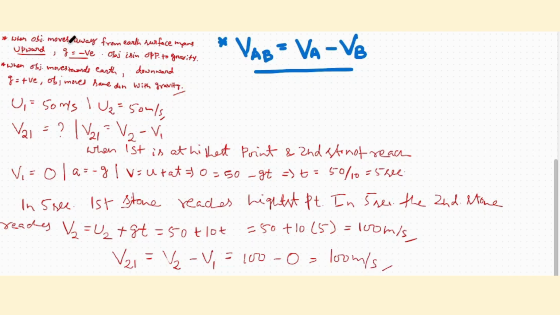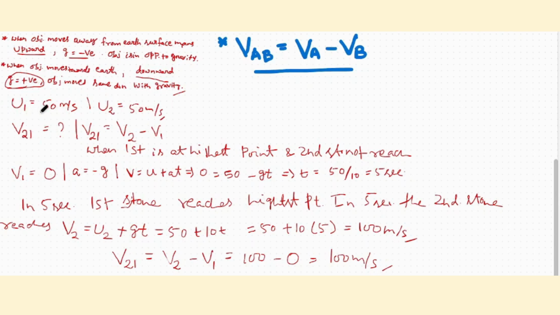Always remember, when an object moves away from the earth's surface, means when we throw an object in the upward direction, in that case the acceleration due to gravity is negative because the object is moving in the opposite direction to gravity. And when an object moves towards the earth, in the downward direction, g will be positive because the object moves in the same direction as gravity. So the initial velocity is 50 in both cases, both throwing upward and downward.